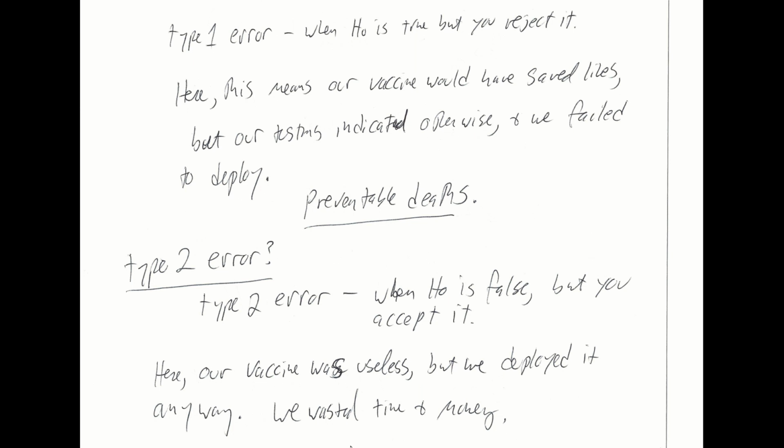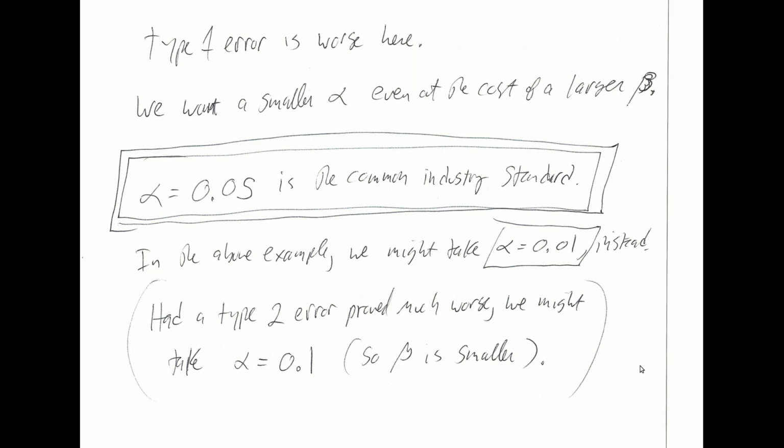Here it would be more about if you're spending your time on something that's ineffective because you believe it's effective, that's taking resources away from the search for or the employment of more effective techniques. So it's a fair point. But if we assume that the ones that I've given are the consequences of a type 1 and a type 2 error, type 1 errors are worse, and we want a small alpha even if it means a large beta.